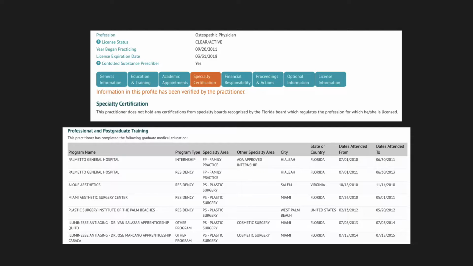Right? So if you look, this is pulled straight from the Department of Health website. We have a clear and active license expiring in 2018. And if we look, the first line says Palmetto General Hospital internship, AOA approved, from July 2010 to 6/2011, so that kind of makes sense, right? And then family practice residency from 7/2011 to 6/2013, which was the 2 years after the internship, so that makes sense. Now it says something aesthetics, residency, plastic surgery in Salem, Virginia from October 2010 to November 2010. Last time I checked, a residency is not a month. And then Miami aesthetic plastic surgery.